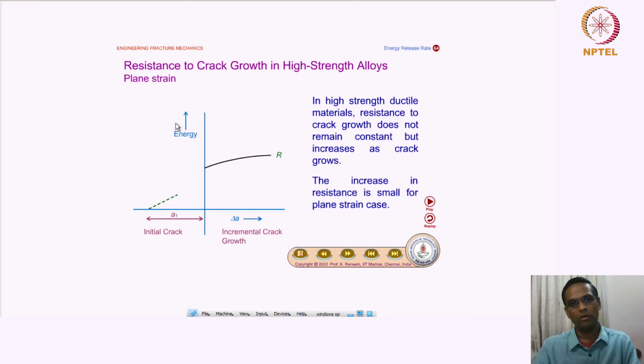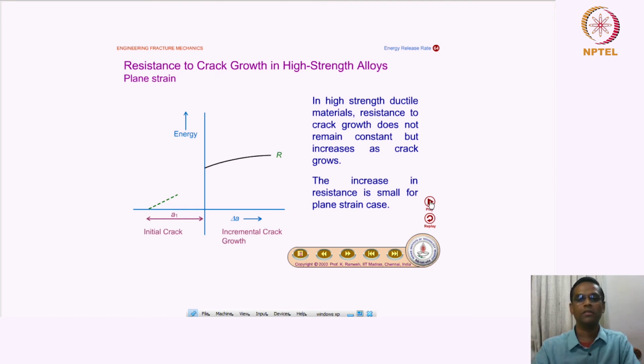From now onwards, in fact for every concept in fracture mechanics, we will look at a plane stress condition as well as a plane strain condition. Even in the beginning we defined these two stress states, right? If you recall the introduction to this course, we derived a stress tensor for plane stress and plane strain conditions. So in fracture mechanics, every concept is explained in terms of plane stress and plane strain conditions. So this is for resistance to crack growth in high strength alloys.